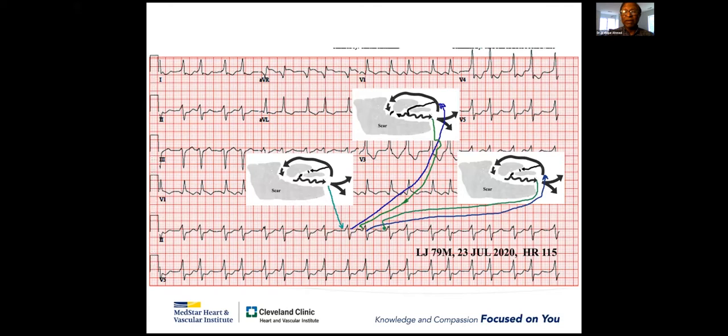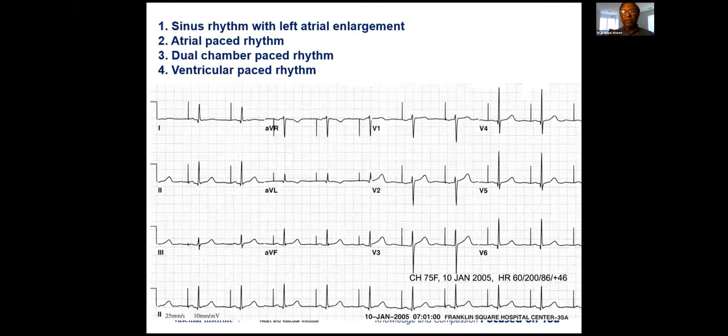And this was the interesting case discussion. All right, so we'll go to another. I'm going to start with a simple ECG and then move on.